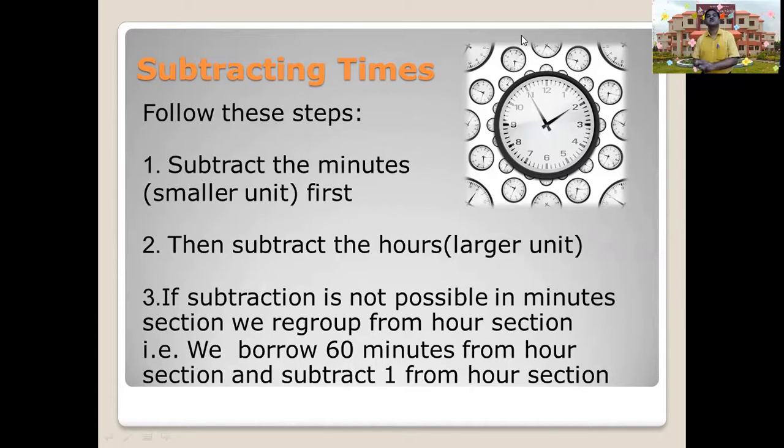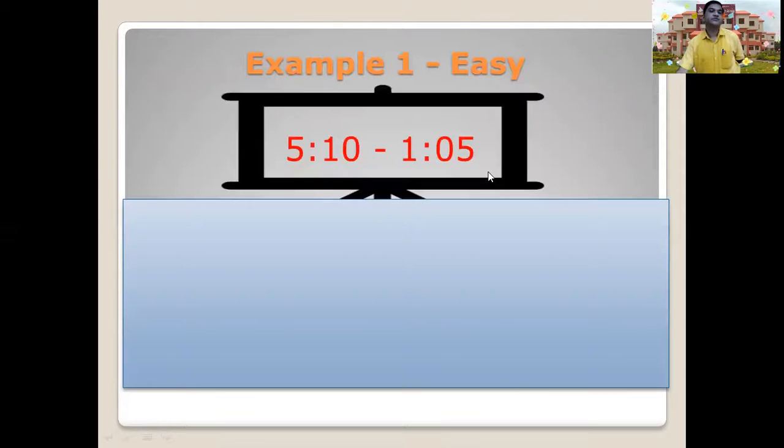Now, if the subtraction is not possible in the minute section, we are going to regroup from hour section. For example, sometimes the minutes in the time to be subtracted are more than the minutes in the time which is given as a total time. So for that we are going to borrow 60 minutes from the hour section and we are reducing 1 hour from the hour section. Let us see with some examples.